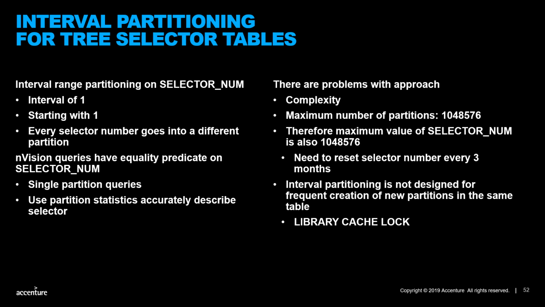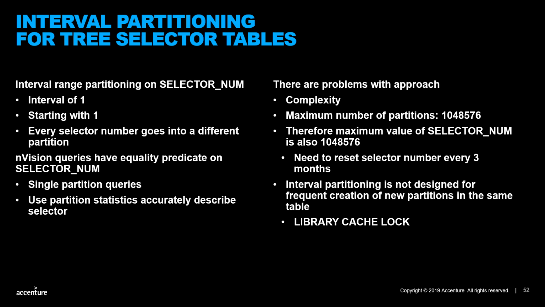Now, we immediately ran into trouble with this approach. It's quite complex to build and to implement. You have a maximum number of partitions of a little over 1 million. And if you have an interval partition table defined in this way, then you also have a maximum value on selector number of the same. We got through the selector numbers in about 4 or 5 months, so we need to reset the selector number in the application every 3 months.